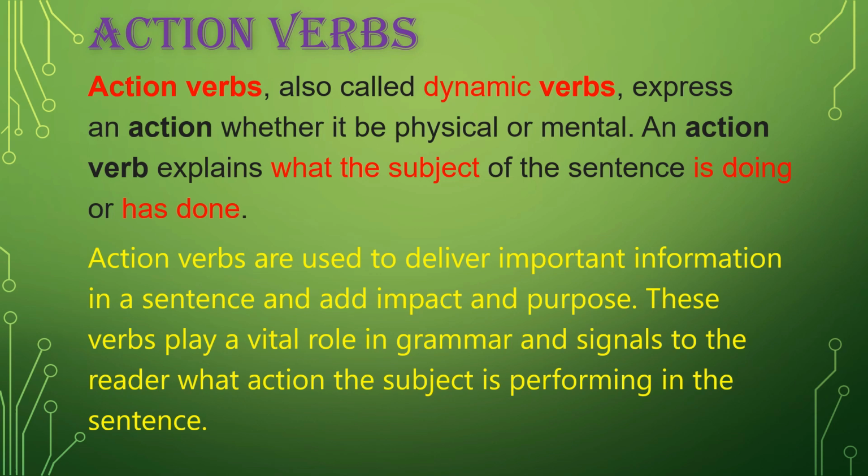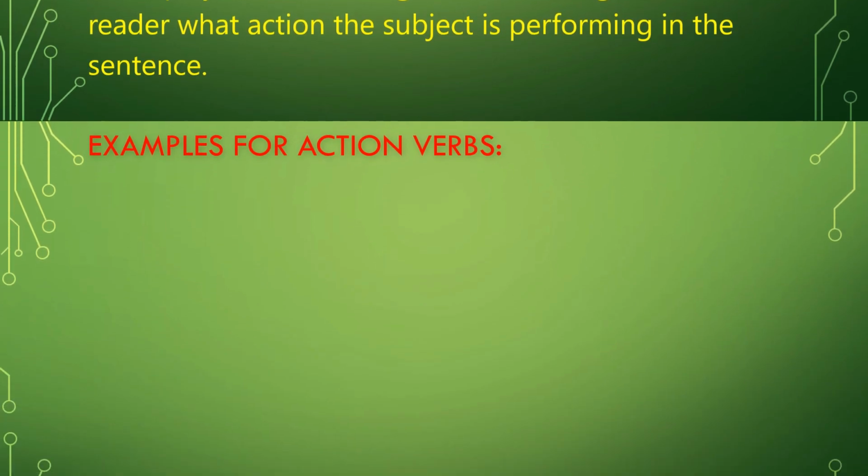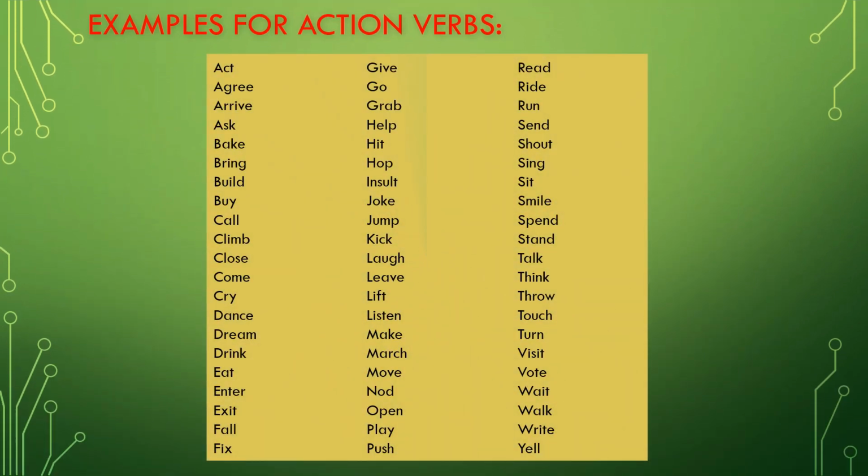Verbs play a vital role in grammar and signal to the reader. It means if the reader is reading something in a sentence or in a book, based on the verbs, the reader can understand it properly. Okay. Now, examples of action verbs. What are the examples we learn here? I have given so many here. So these are the action verbs.